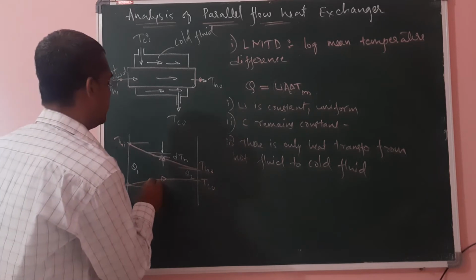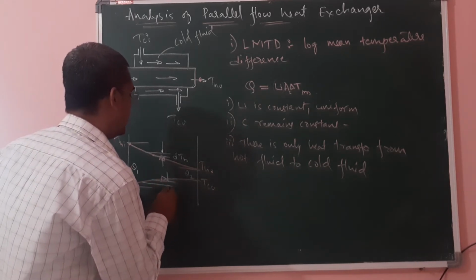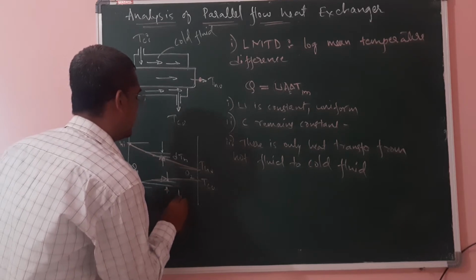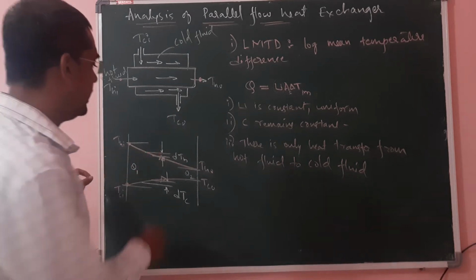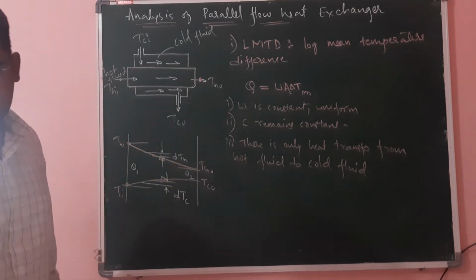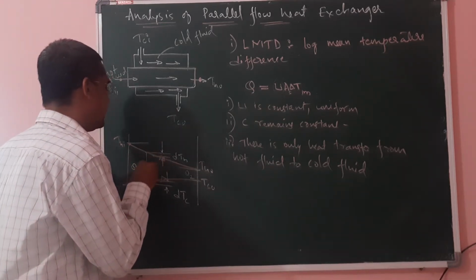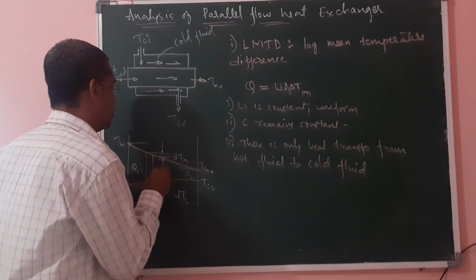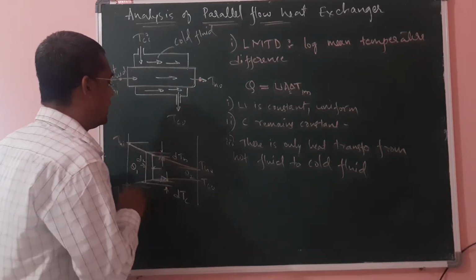dTh is the drop in temperature. Again here there is gain in temperature, let it be dTc, that is the change in the temperature of the cold fluid. dTh is the change in the temperature of the hot fluid over the small area. Suppose I take that small area as dx, over this small area I will take the temperature difference, and I will integrate.